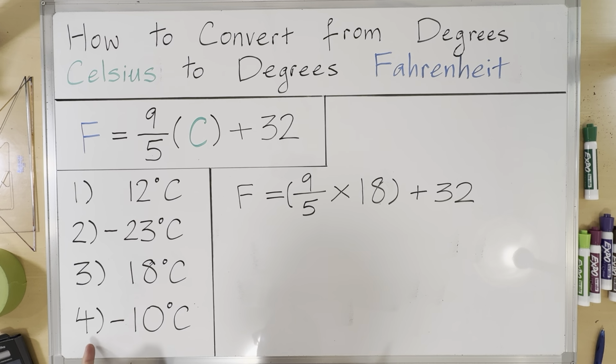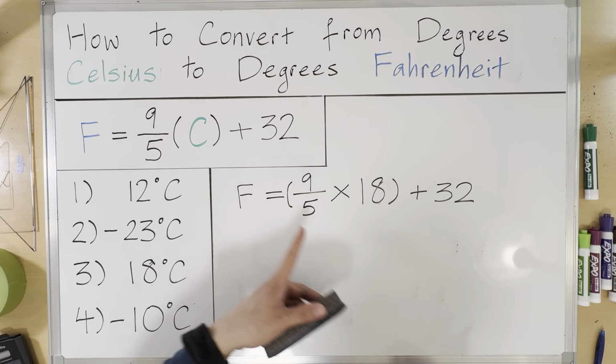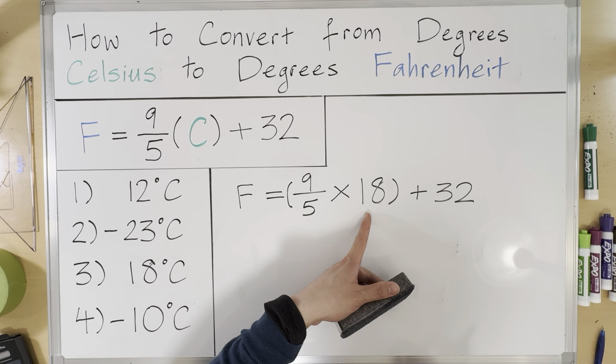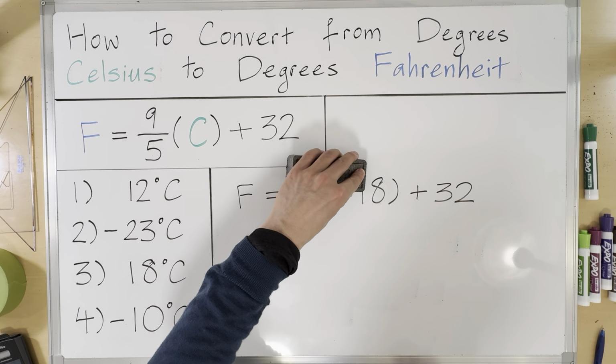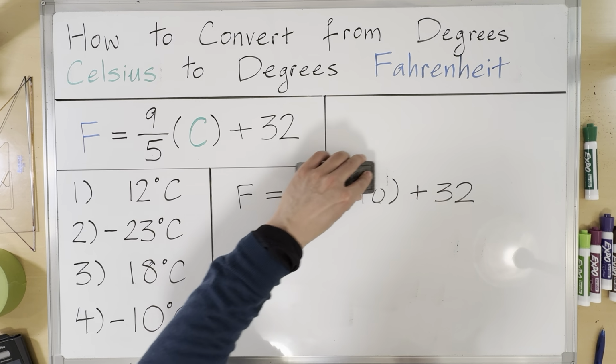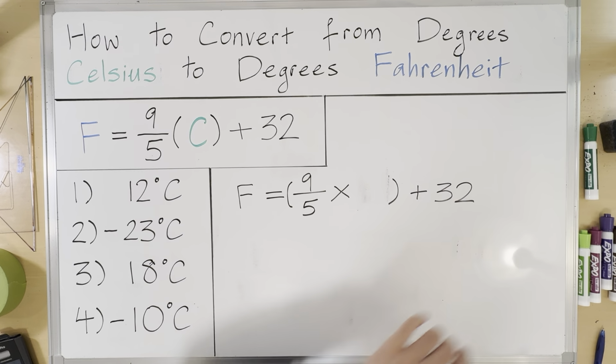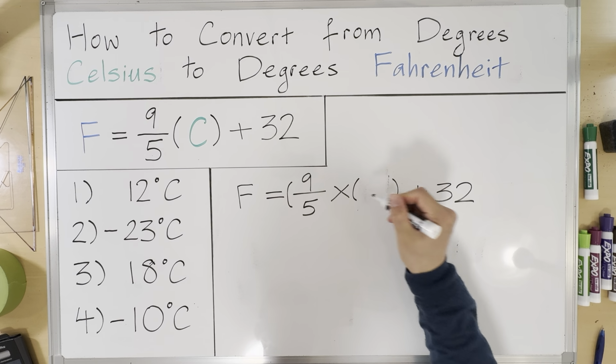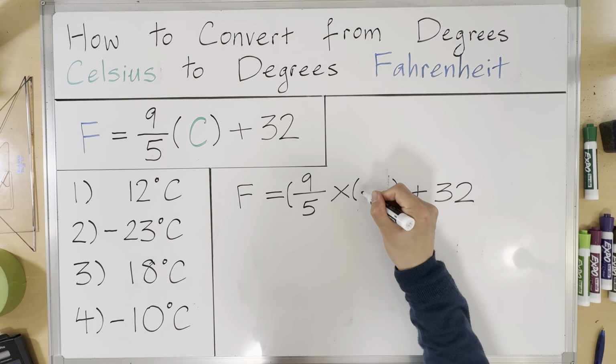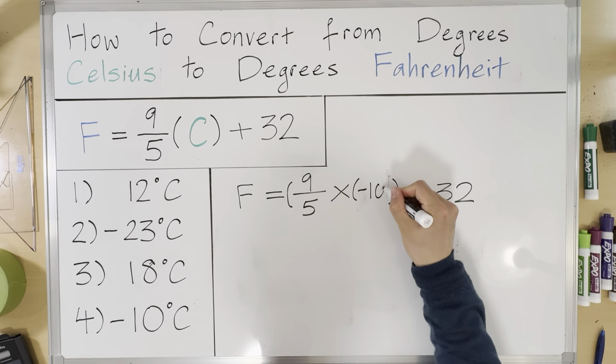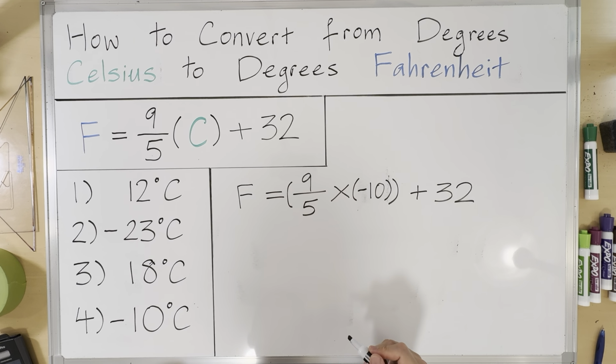Now let us solve the last and final problem, problem number 4, which is negative 10 degrees Celsius. Again, everything remains the same except for this temperature reading right here, which is expressed in terms of degrees Celsius. So I'm going to erase the number 18 right here and replace it with negative 10. And because it is a negative number, I'm going to put it inside of a pair of brackets.